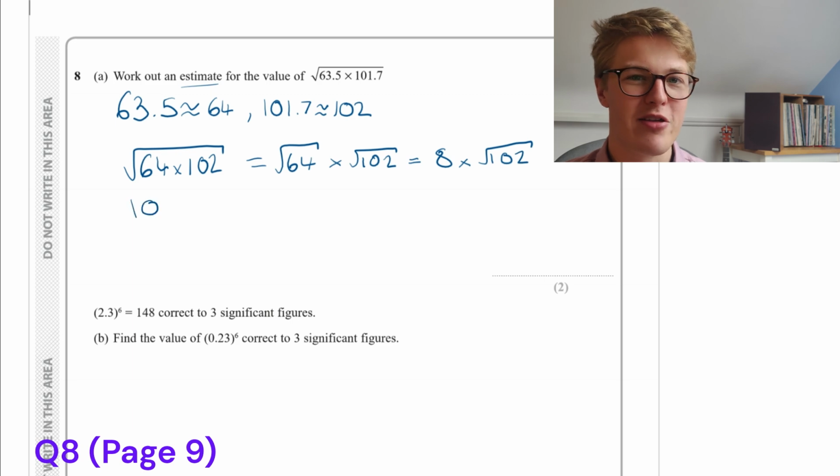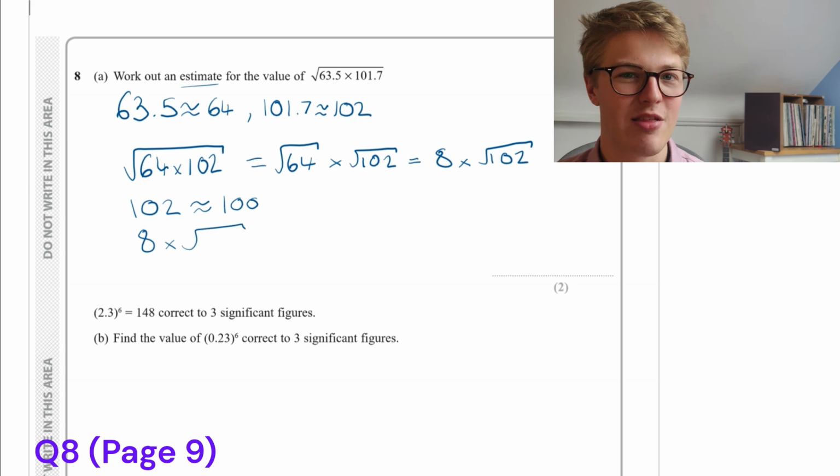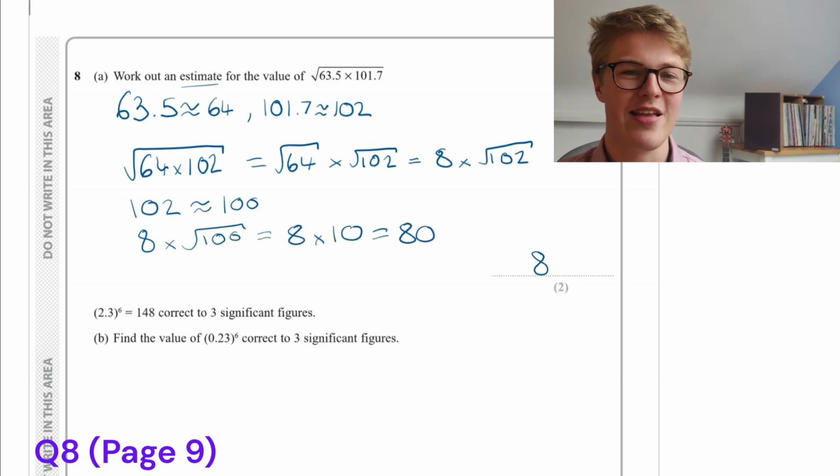Now, because this is a bit of a nasty number to find the square root of, I can say it's roughly equal to 100, because after all, we're trying to find an estimate here, not the exact answer. So we do 8 times the square root of 100, which is the same as 8 times 10, which gives us 80.